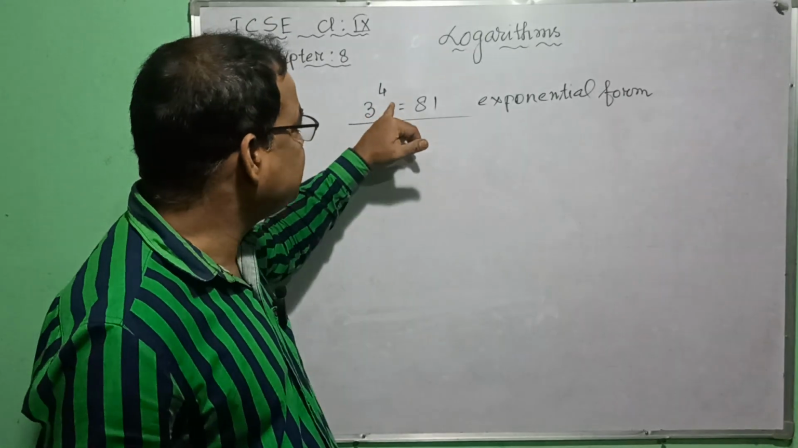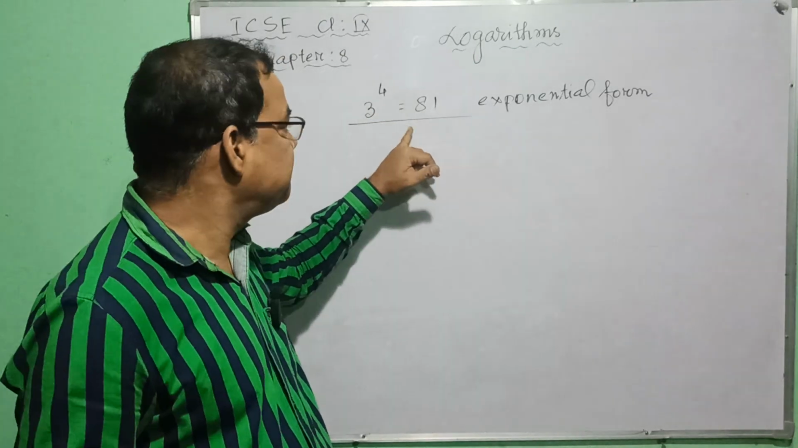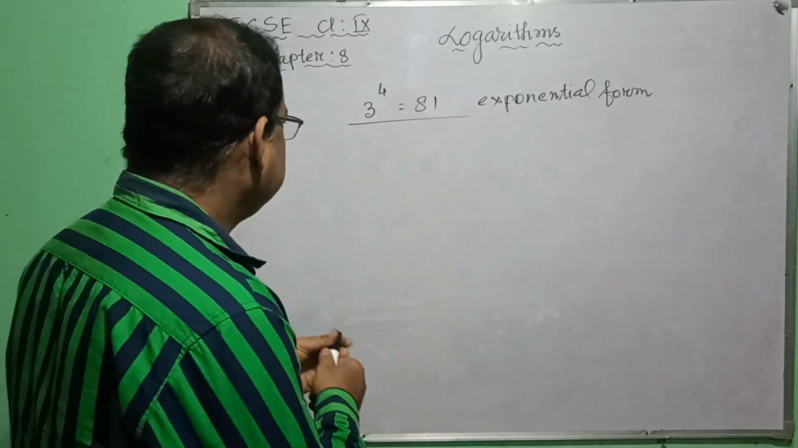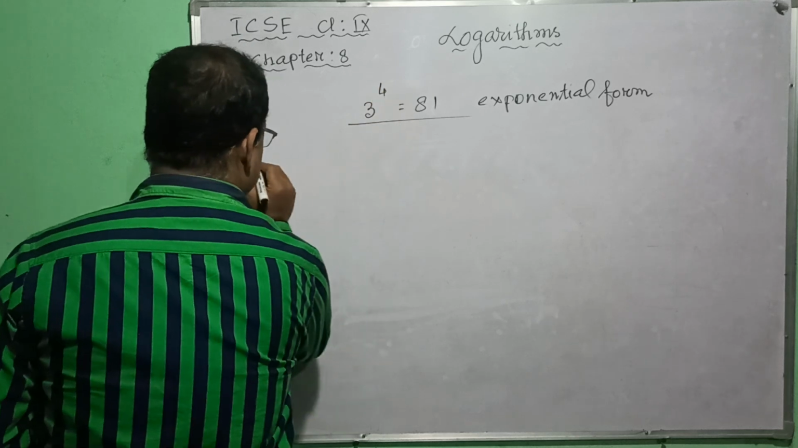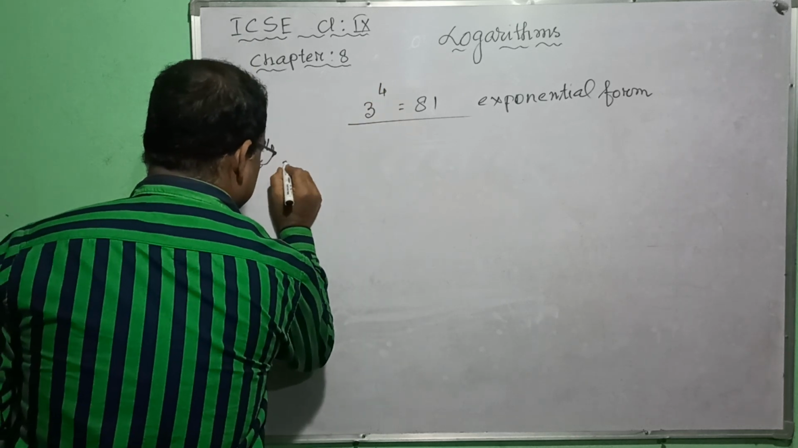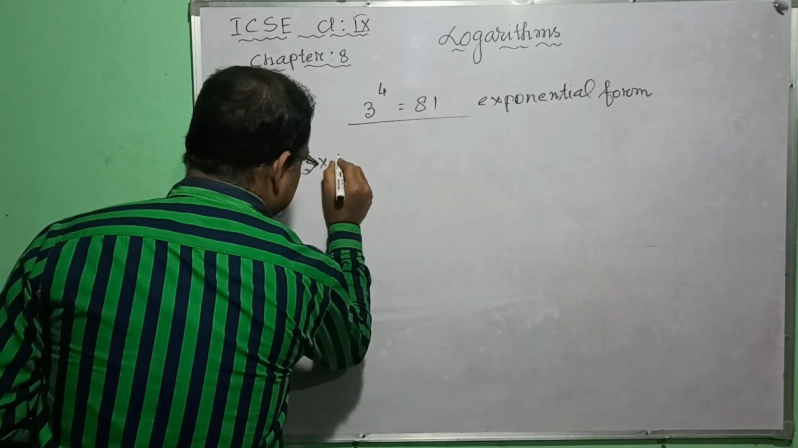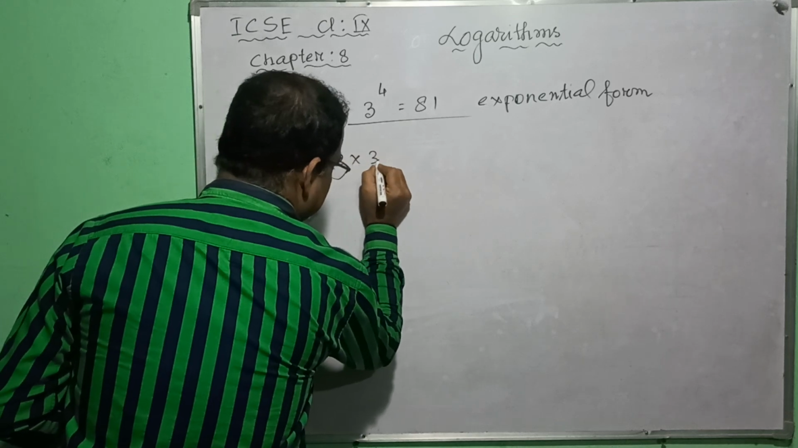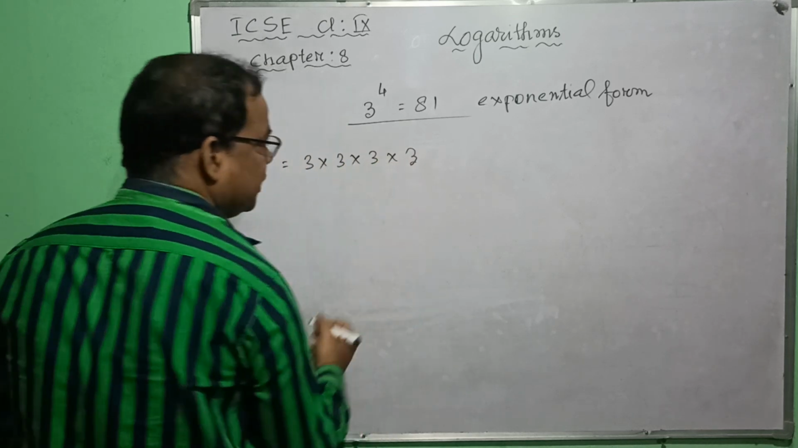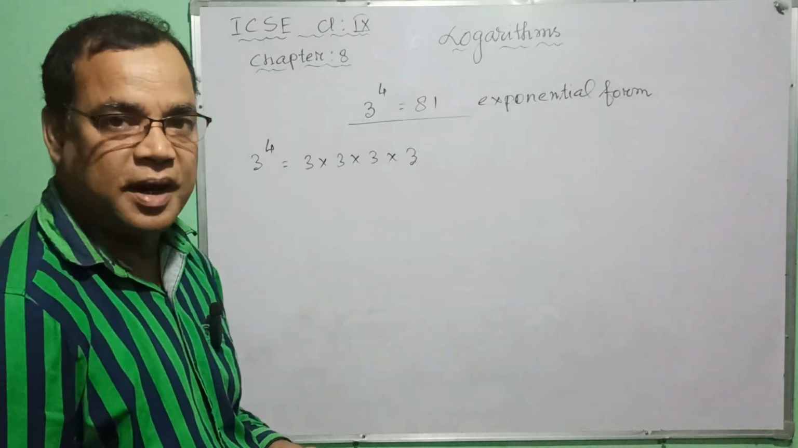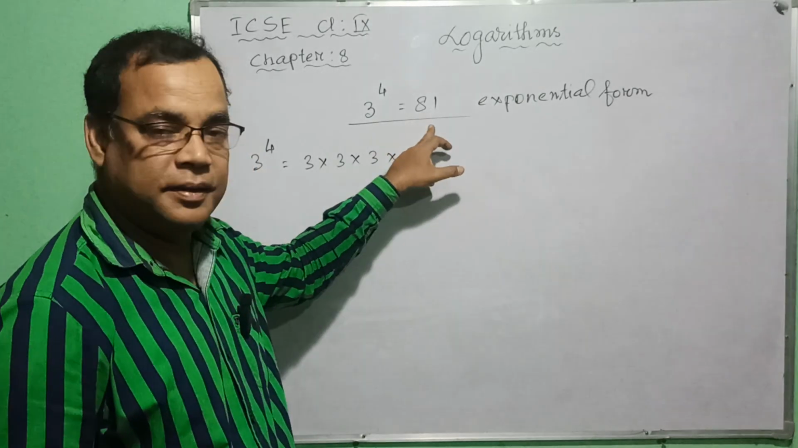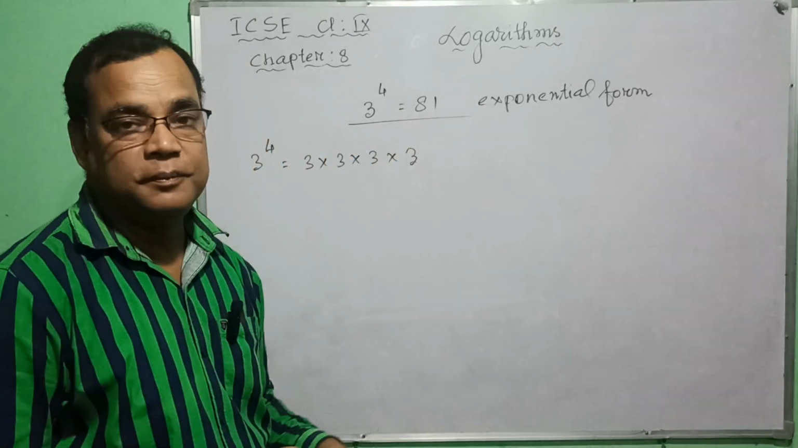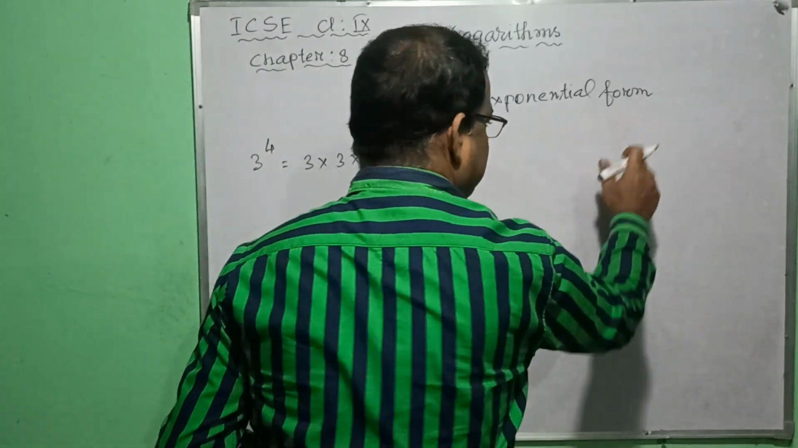Consider 3 to the power 4 equal to 81. We know that 3 to the power 4 equal to 81 because 3 to the power 4 means 3 into 3 into 3 into 3. Means 3 is multiplied 4 times and it gives 81. This form is called exponential form.